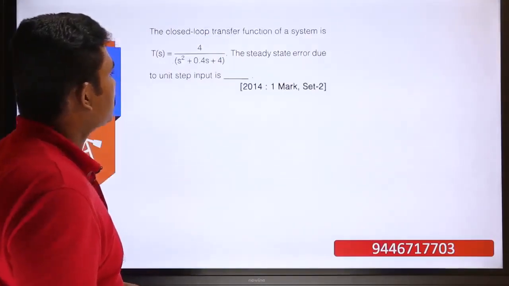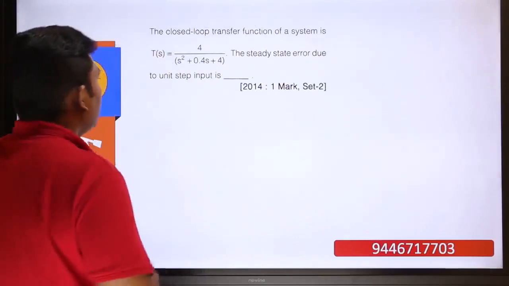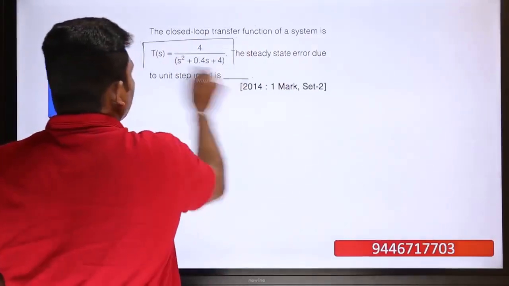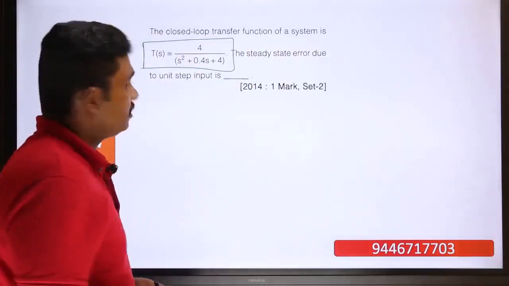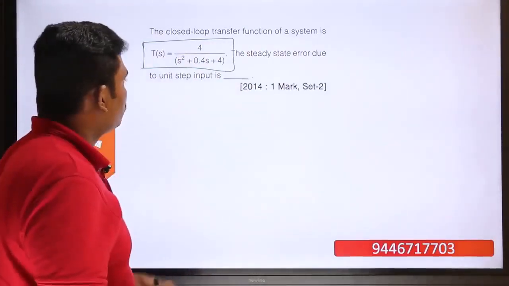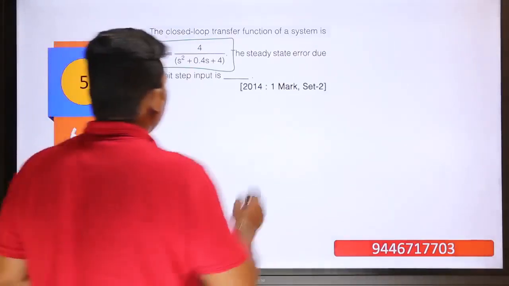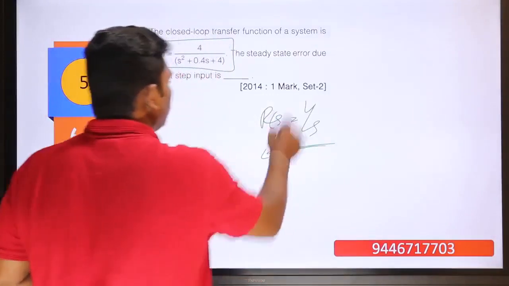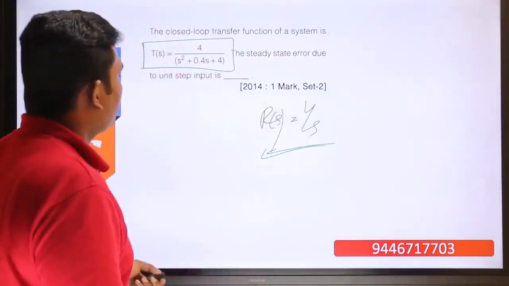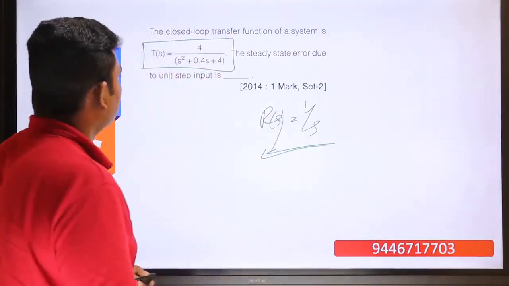The closed loop transfer function of a system is given as T of s is equal to 4 divided by s square plus 0.4s plus 4. The steady state error due to unit step input is to be found out. Steady state error unit step input means R of s is equal to 1 by s. So we will have to find out the value of ESS in this question.